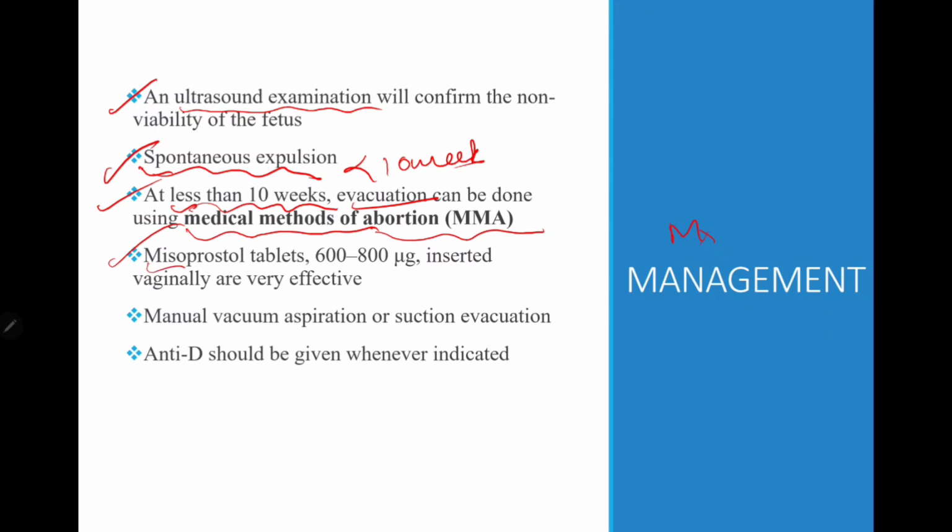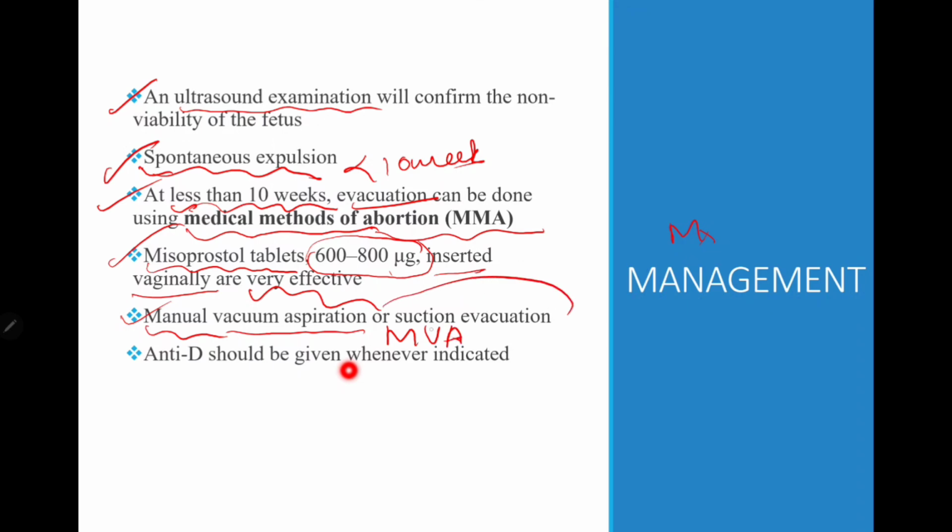Misoprostol tablets, 600 to 800 microgram, are inserted vaginally and are very effective. Manual vacuum aspiration, MVA, or suction evacuation can be done, and anti-D should be given whenever indicated.